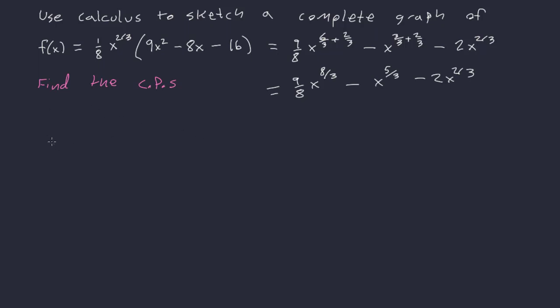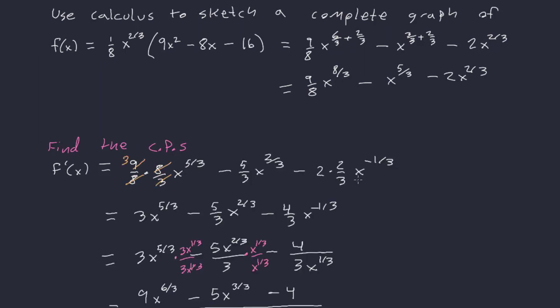All right, so now we'll find f prime. So f prime of x, well, using the power rule, I'll have 9/8 times 8/3 times x to the 8/3 minus 1. So that will be 8/3 minus 3/3. All right, apparently I lost a little footage there, sorry.